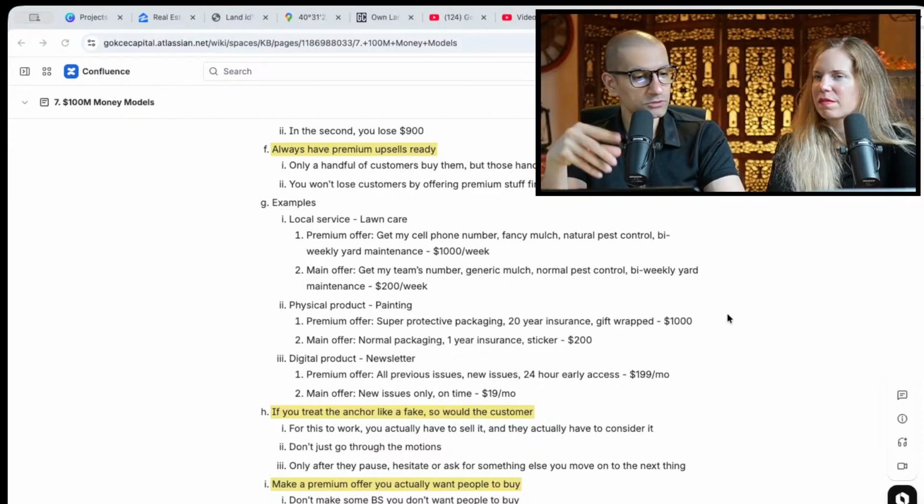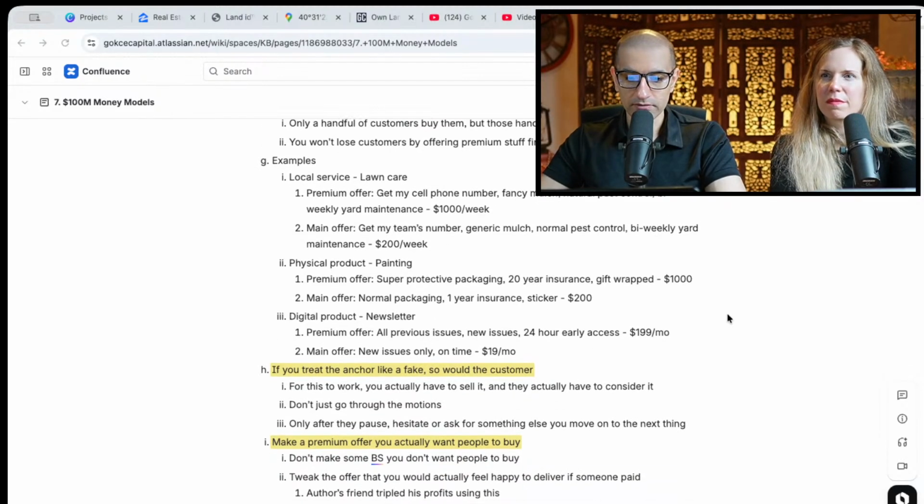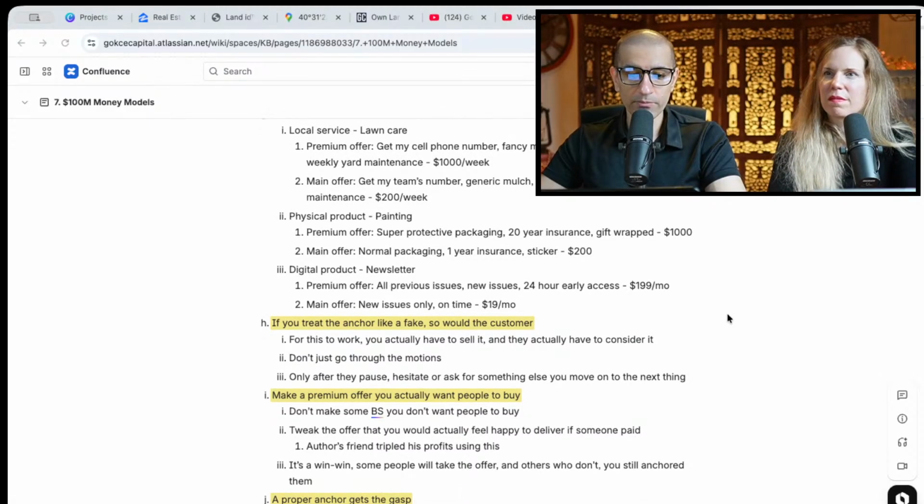It's priced so that most people will reject the first offer. So it's anchoring them, right? Okay. So physical product, painting. Premium offer: super protective packaging, 20-year insurance, gift wrapped for $1,000. Main offer: normal packaging, 1-year insurance, sticker for $200. Newsletter, premium offer: all previous issues plus new issues, 24-hour early access for $199 per month. Main offer: new issues only, on time, $19 per month.